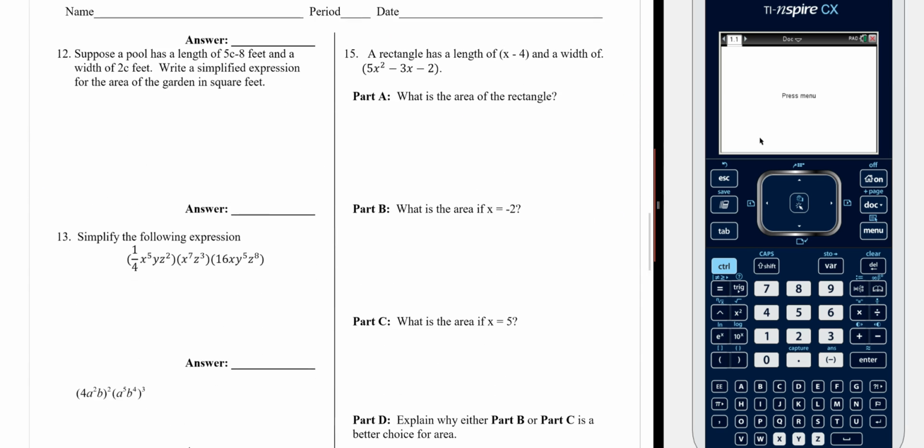Number 12. Suppose a pool has a length of 5c minus 8 feet and a width of 2c feet. Write a simplified expression for the area. So it's a rectangle. Imagine we have a rectangle here. 5c minus 8, 2c. We're just going to multiply those together. So 5c minus 8 times 2c is going to give me 10c squared minus 16c.